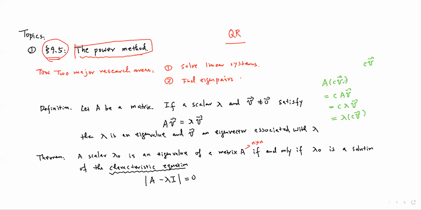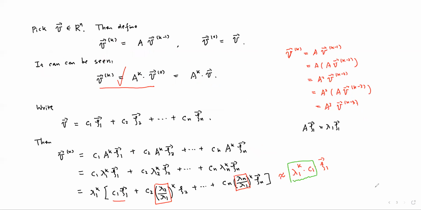So C times V is still an eigenvector associated with the eigenvalue lambda. So any scalar multiple of an eigenvector is still an eigenvector. Therefore, when k is large enough, Vk roughly is a dominant eigenvector. It is an eigenvector.